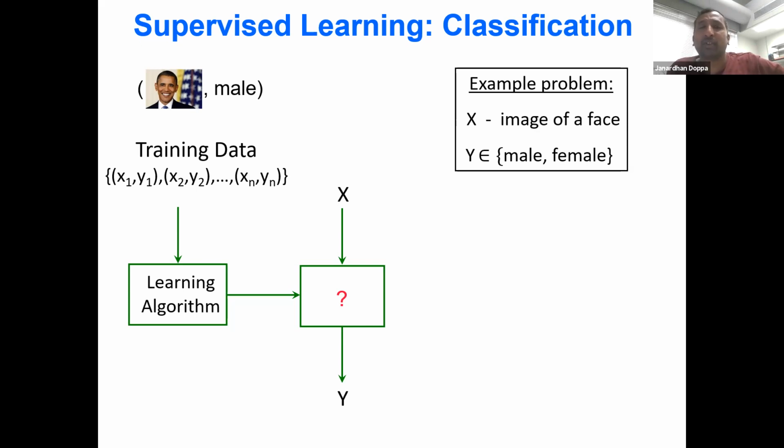Let's say we want to train an image classifier that takes the image of a face of a person and predicts whether the face is of a male or a female. Very simple task, right? So what we would do, we would collect lots of images of faces, and we will, as a human expert, label them as male or female. And that would be the training data that would be given to the learning algorithm.